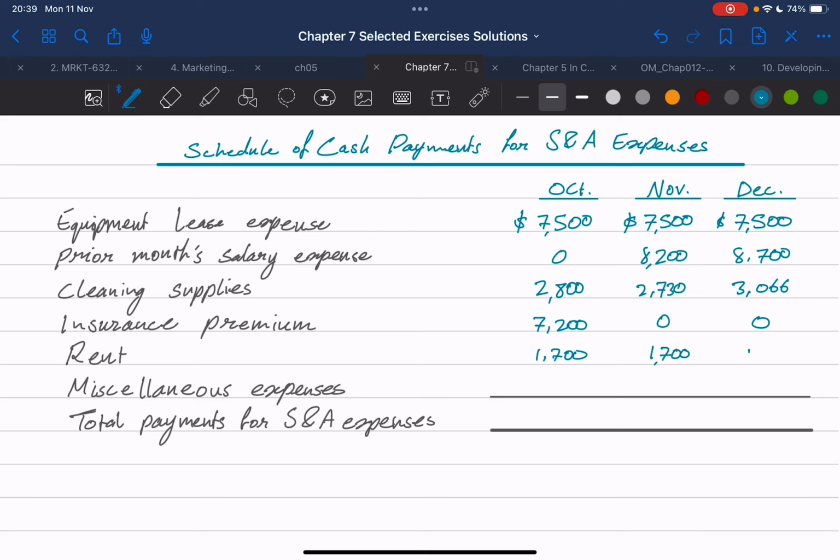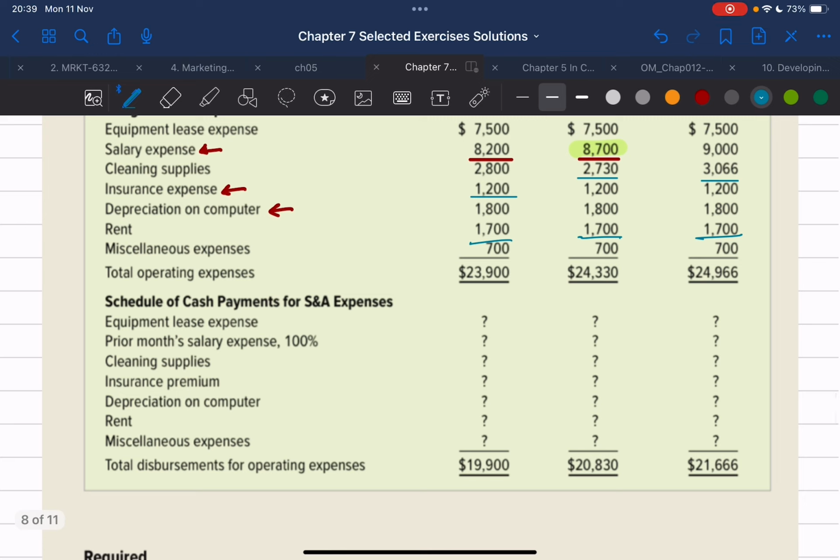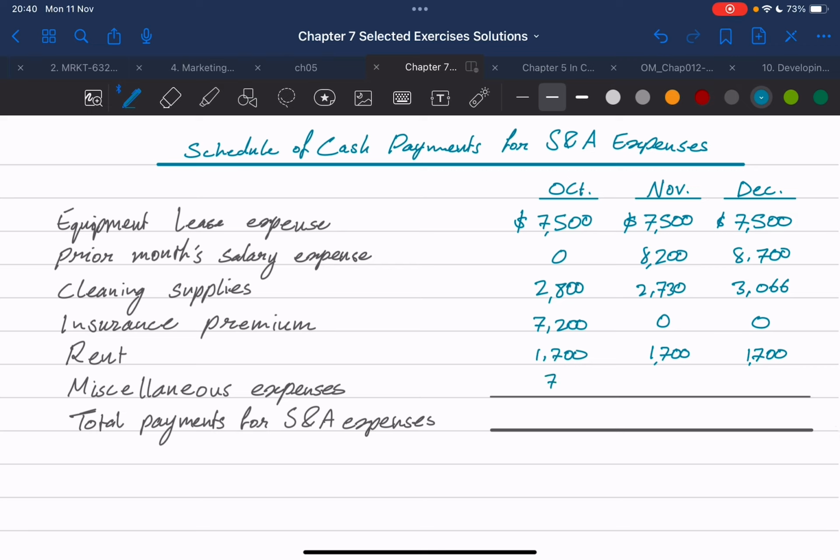$1,700 each month for rent. And finally, miscellaneous expenses also are going to be paid in the same month that they were incurred. So 700 for each month. As you can see here, we're going to copy that amount as it is, 700 for each month.